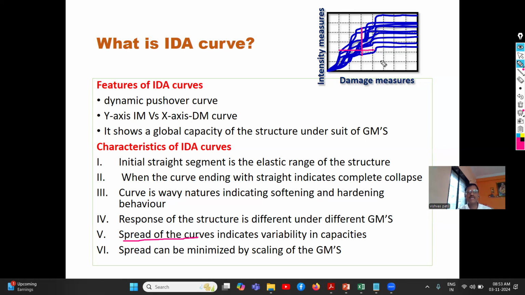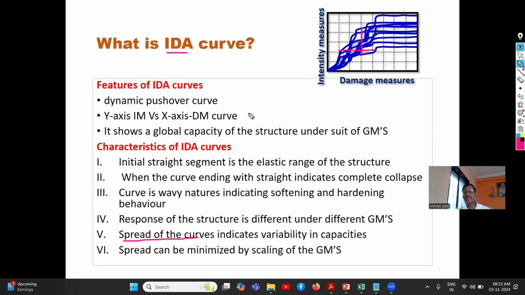Since we are using the IDA method just to predict the capacity, as far as possible the spread of the IDA curves should be as minimum as possible. Then we can say that the predicted capacity is near to accurate. If the spread is very large, we are very much in confusion about what the exact capacity of the structure is.